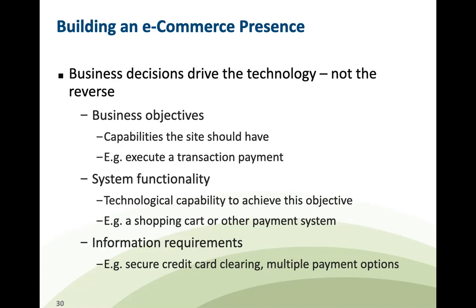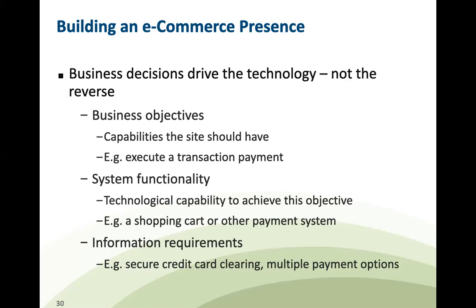So business decisions in terms of business objectives, right? Through business objectives you can identify what capabilities the site should possess. For example, execute a transaction payment. So you have these objectives in your company, and according to those objectives, the technology should be utilized. Then system functionality, the technological capability to achieve these objectives, for example, a shopping cart or other payment system.